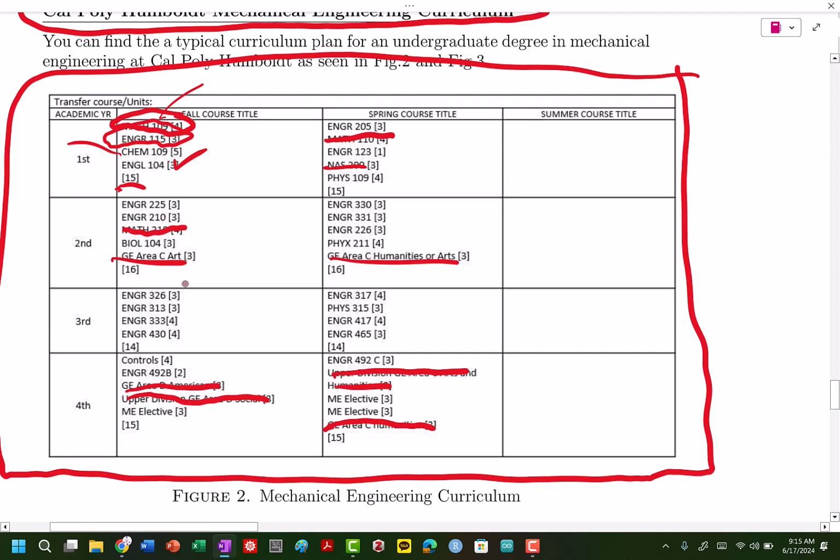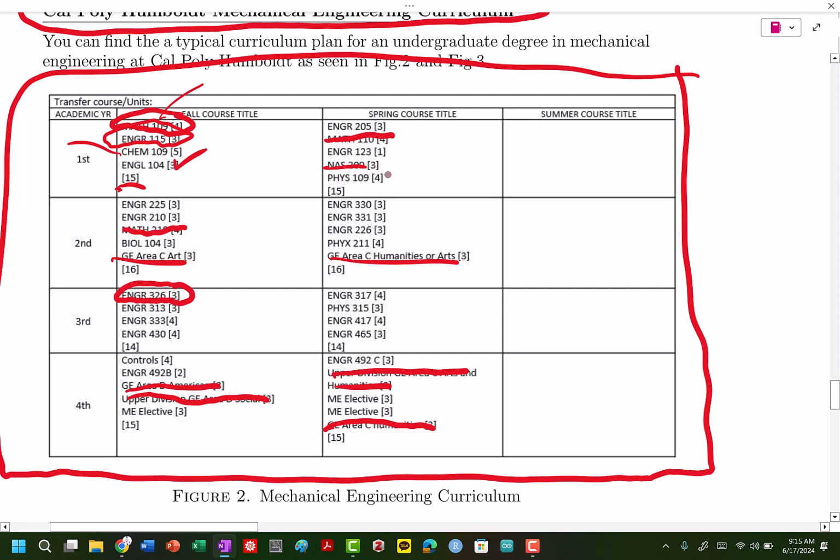This ENGR 326, in many programs, you'll see people take ODEs and PDEs, ordinary differential equations, partial differential equations. We're actually going to look at an ODE in this class. But that's where we're going to cover this topic, in ENGR 326. So math is effectively done at this point.